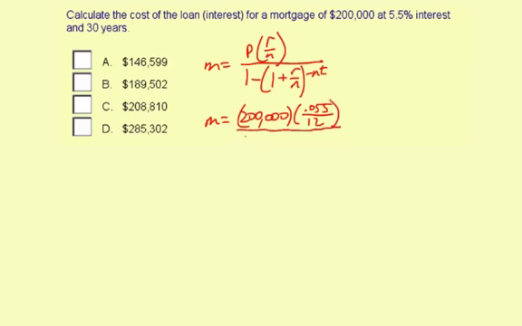Divided by 1 minus 1 plus, and the R over N is going to be 0.055 divided by 12, to the negative 12 for the N, and the T, the number of years, is 30. Okay, so let's simplify this using a calculator.